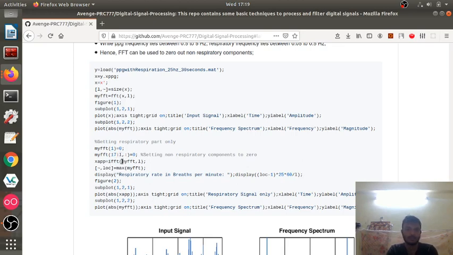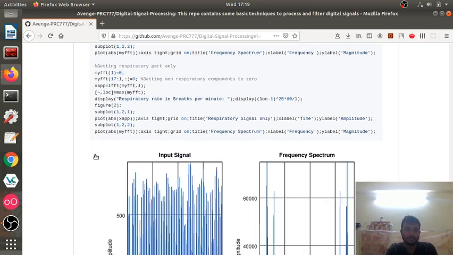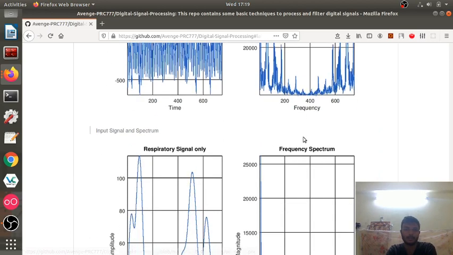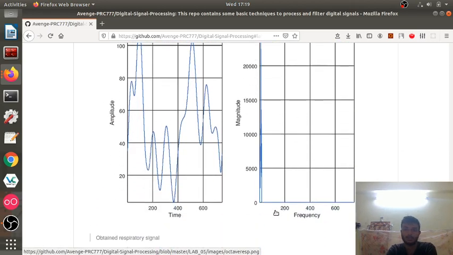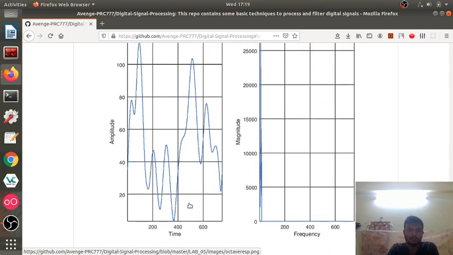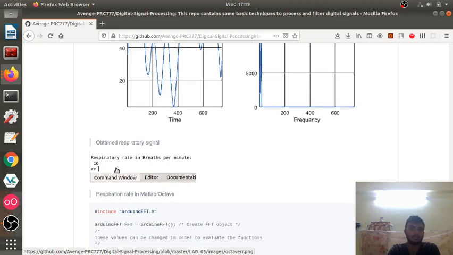And we are taking inverse FFT, and we are finding the location where we are getting the maximum peak magnitude spectrum. So here is the input signal, here is the frequency spectrum, and here we have zeroed out the rest of the components. We have only some components from 0.05 to 0.5 Hz, and the corresponding signal here, this is the respiratory signal, and the respiratory rate in breaths per minute is 16 bpm.